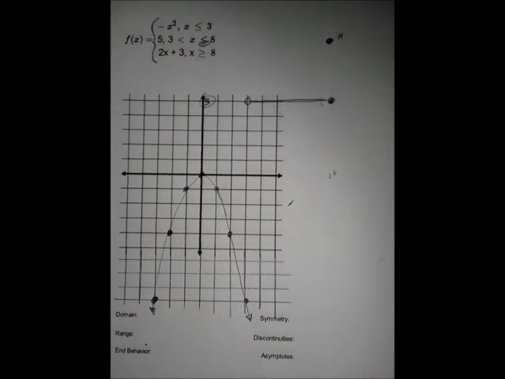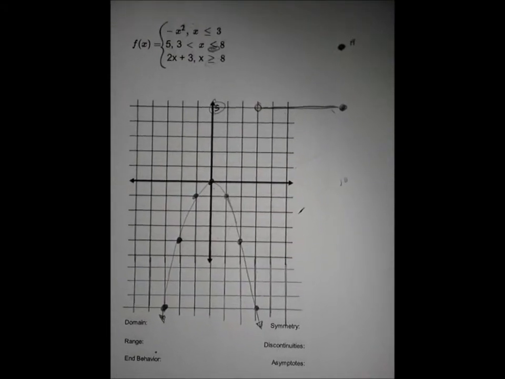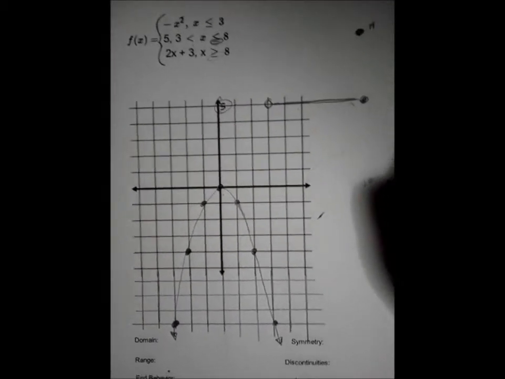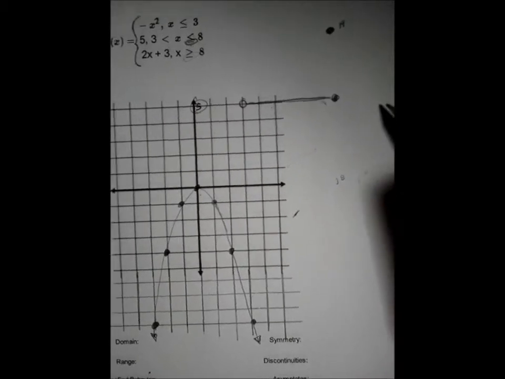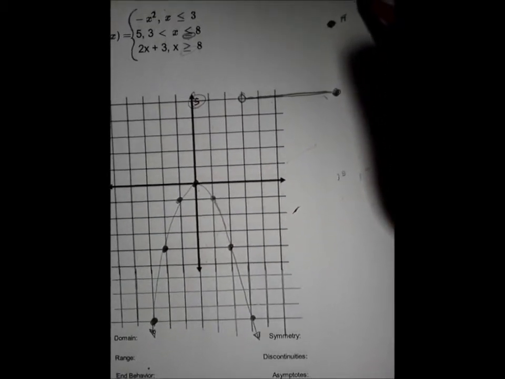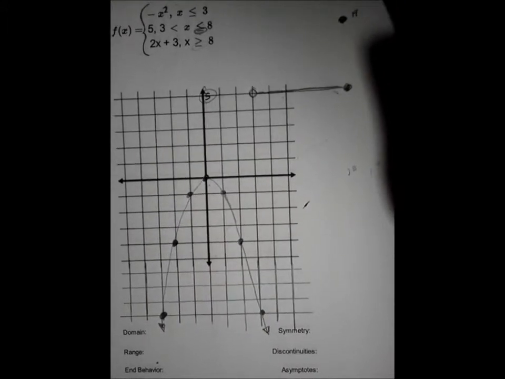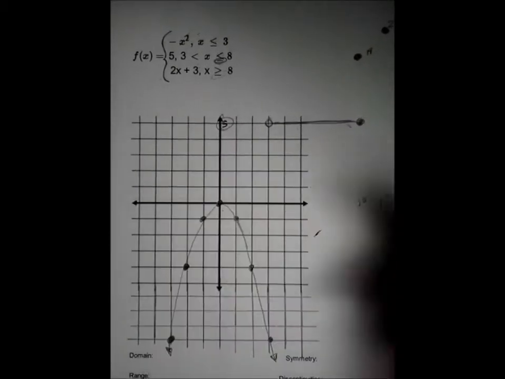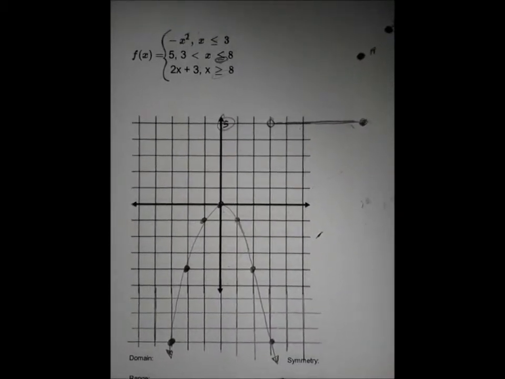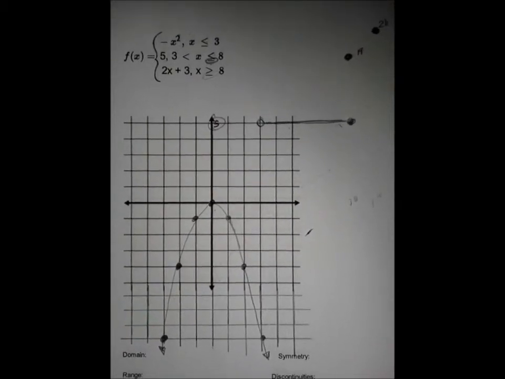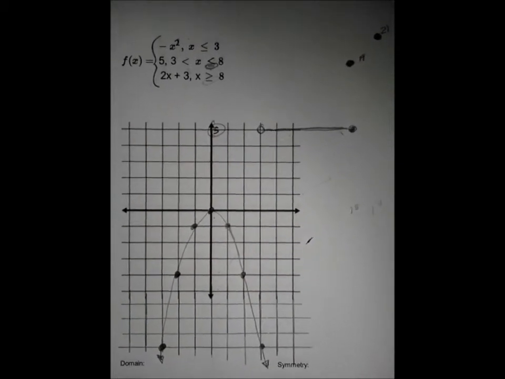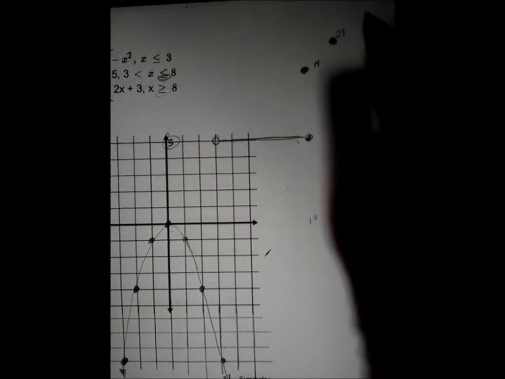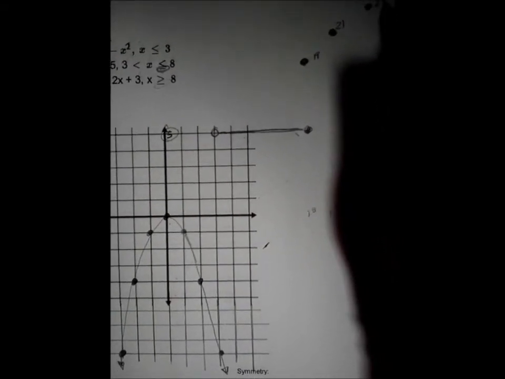Next, we're going to do 9. 9 times 2 is 18, plus 3 is 21. So we're going to go to 9, and then go all the way up to 21. Next, we're going to do the number 10. 10 times 2 is 20, plus 3 is 23. So at 10, we're going to go all the way up to 23.